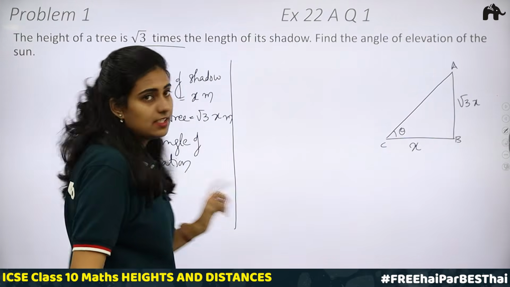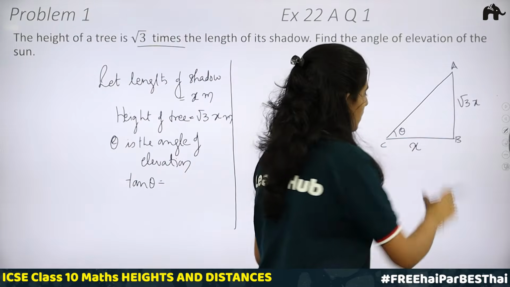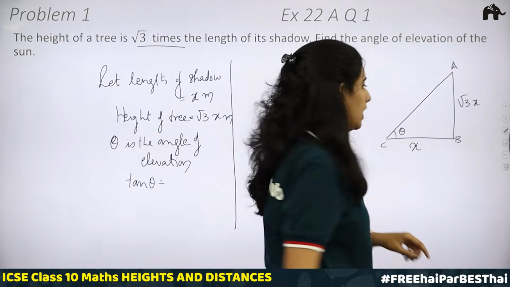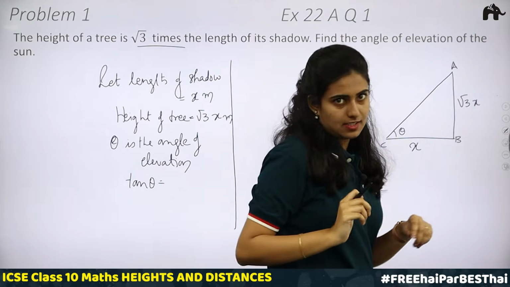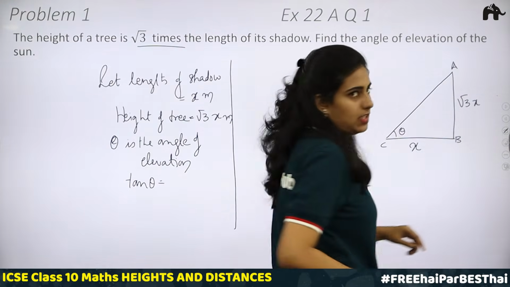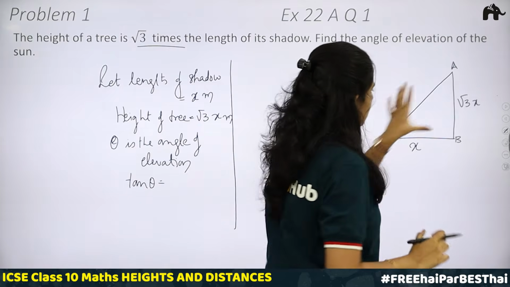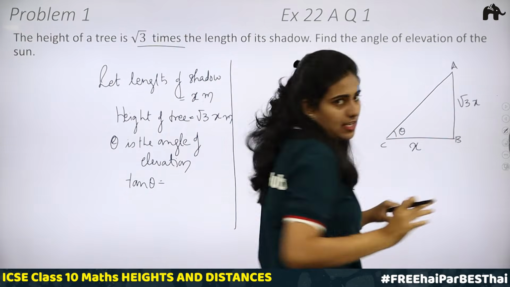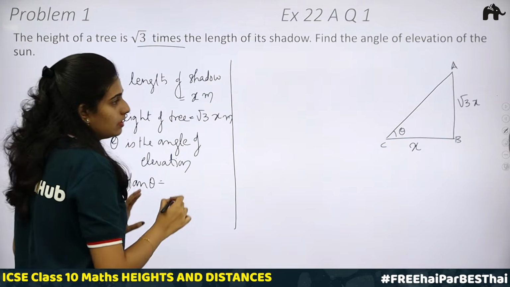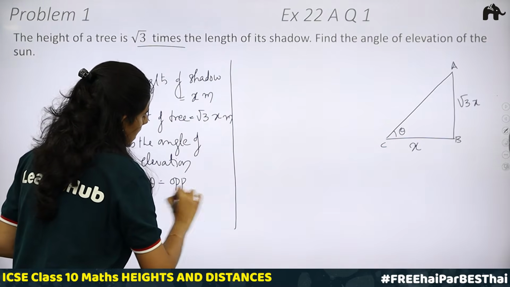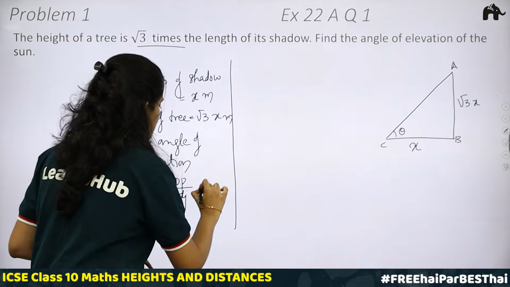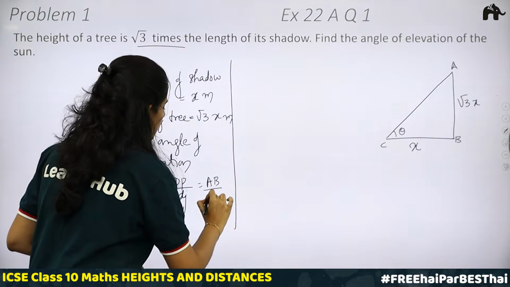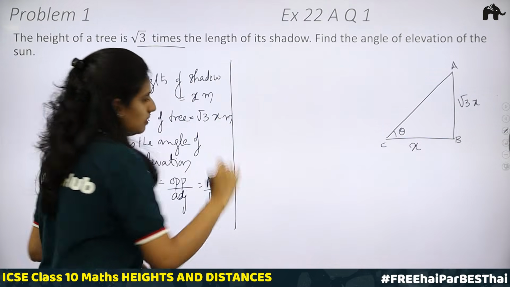Tan of theta. Why tan is taken? Here we have to find the x value. What is x? X belongs to both the opposite side and the adjacent side. So we don't need hypotenuse. And using tangent, we will be using opposite and adjacent. Tan of theta will be equal to opposite side divided by adjacent side. Here opposite side is AB divided by BC.